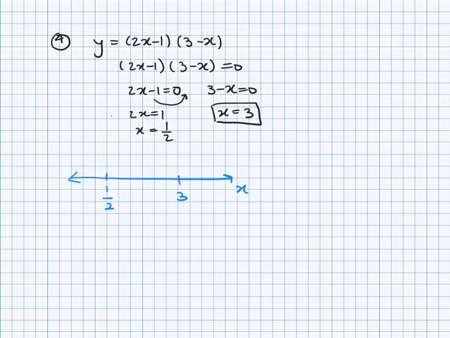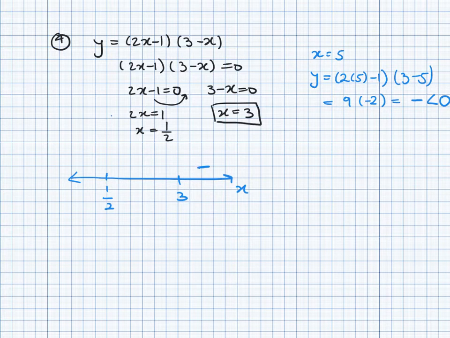And how are we going to do that? Choose the number. How are we going to find the signs? Choose a number bigger than 3. So let's say 5. X equal to 5. Y is equal to 2 times 5, take away 1, times 3 take away 5. That's 10, take away 1. It's 9 times -2. And it's going to be a negative number, which is less than 0. And it means the graph is going to be below the x-axis.